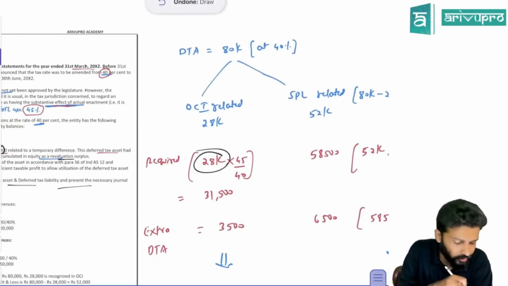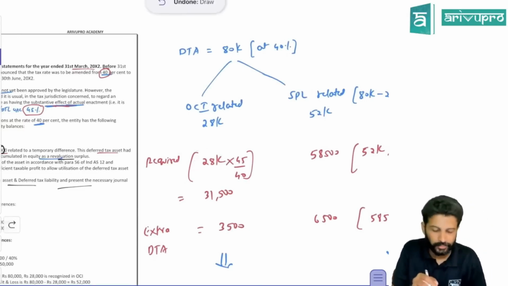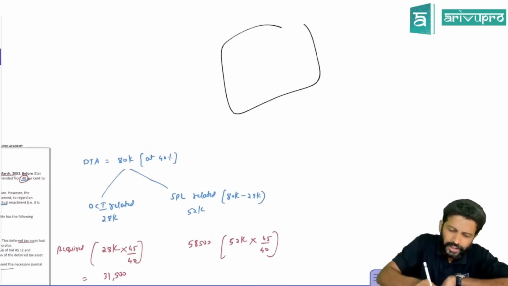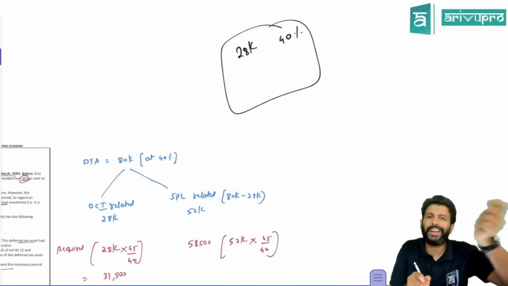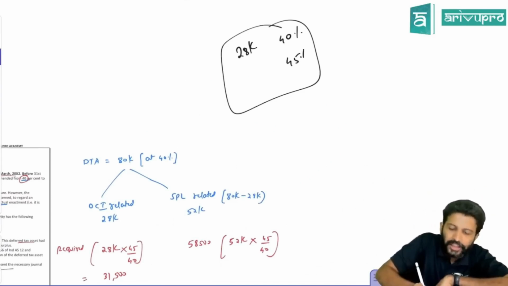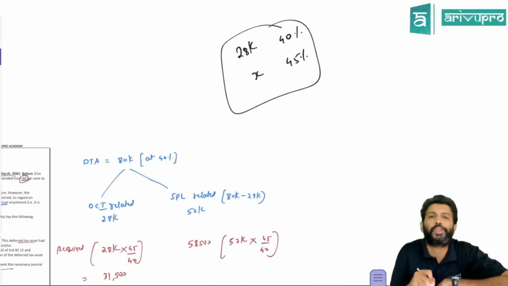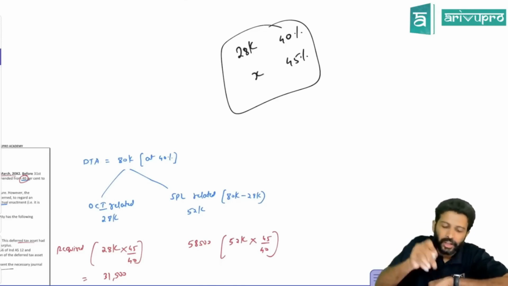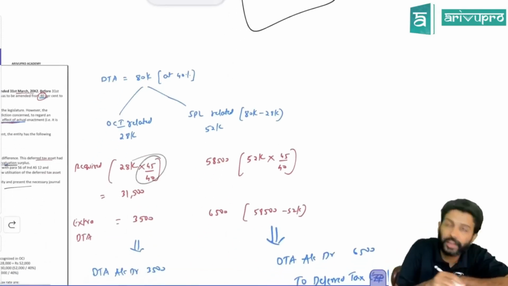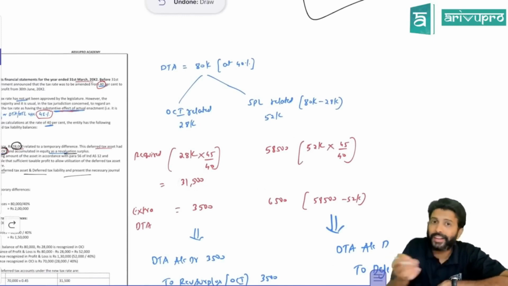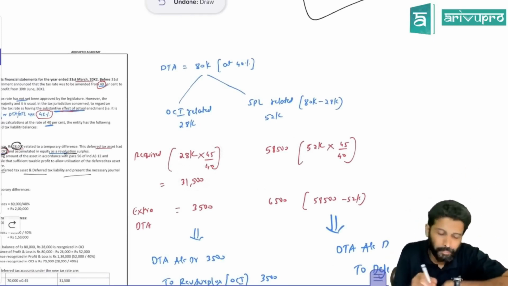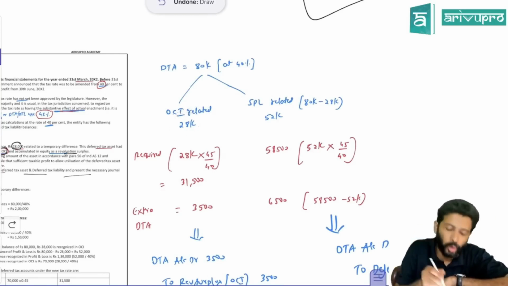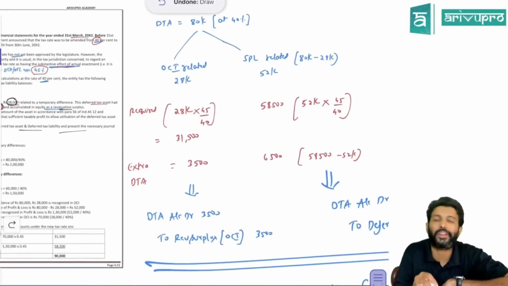You have to create 28,000. This is a difference, right? In fact, we'll do a cross multiplication here. So 28,000 is the DTA for 40%. If the tax rate is 40%, then 28,000 is the DTA, but the actual enacted tax rate is 45. For 45, how much should the DTA be? That's proration. So how do you get X? 28,000 into 45 divided by 40. This is the required amount. 31,500 they should have created. When you prorate, you will get 31,500. 31,500 was required, but they created only 28. That means how much more do you need to create? You need to create extra DTA of 3,500.